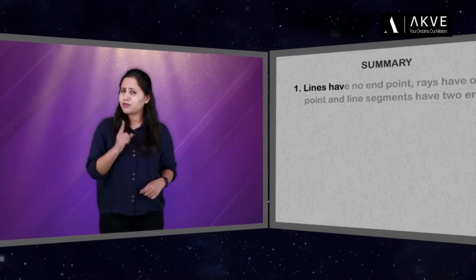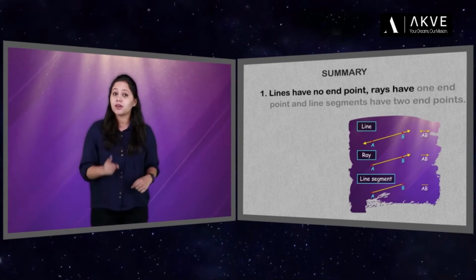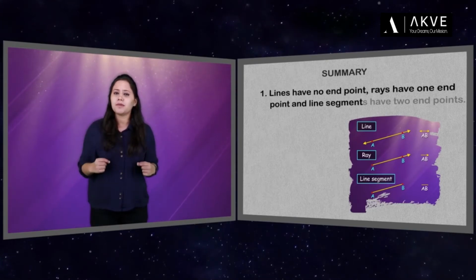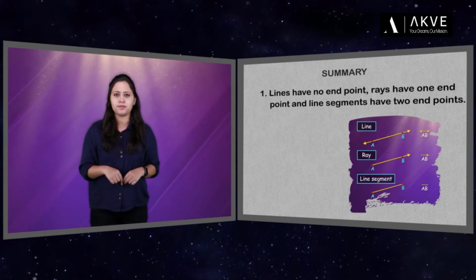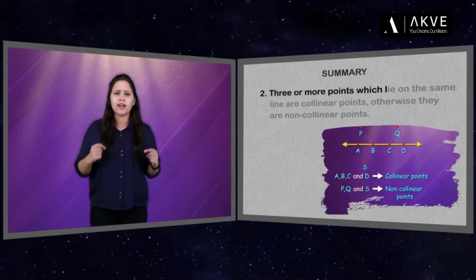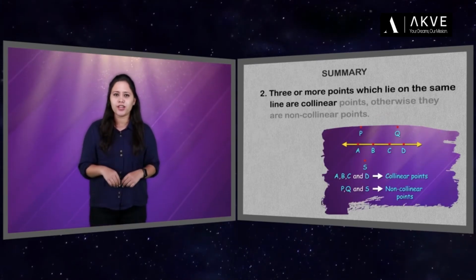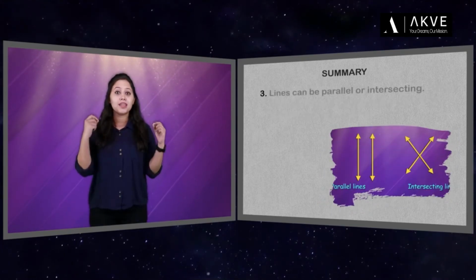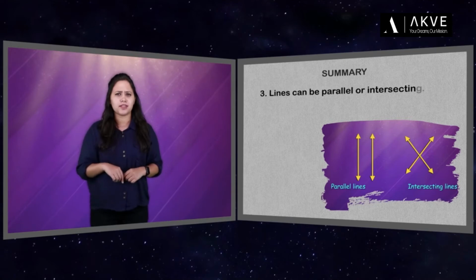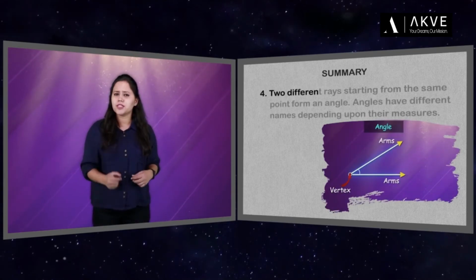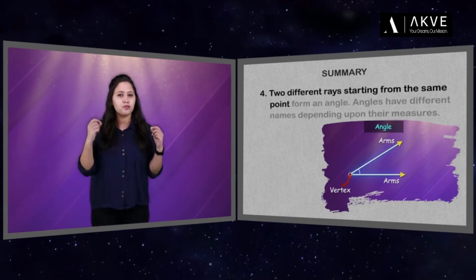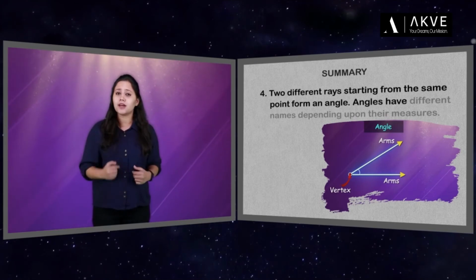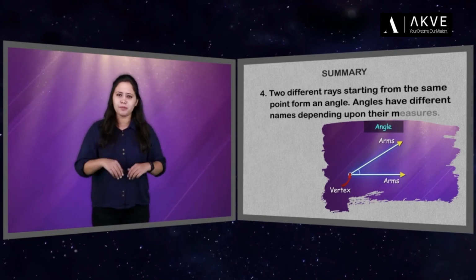Now let's do a quick recap. Lines have no end point, rays have one end point, and line segments have 2 endpoints. 3 or more points which lie on the same line are collinear points. Otherwise, they are non-collinear points. Lines can be parallel or intersecting. Two different rays starting from the same point form an angle. Angles have different names depending upon their measures.